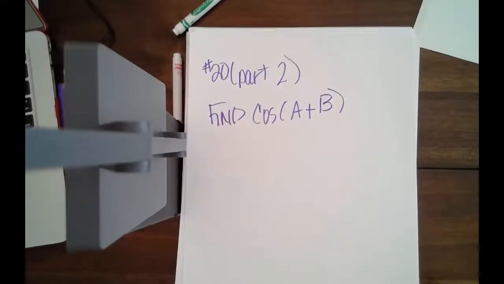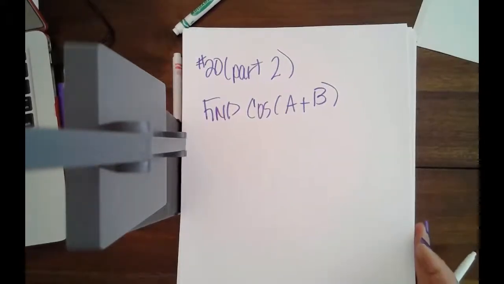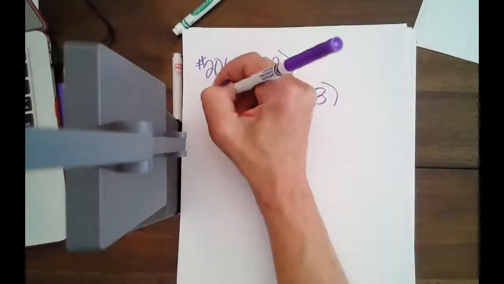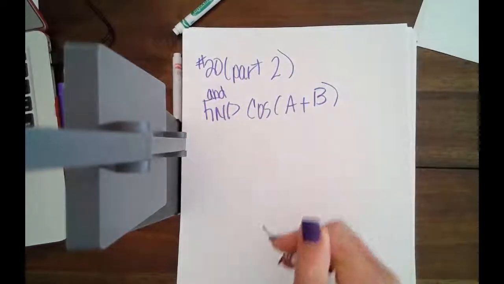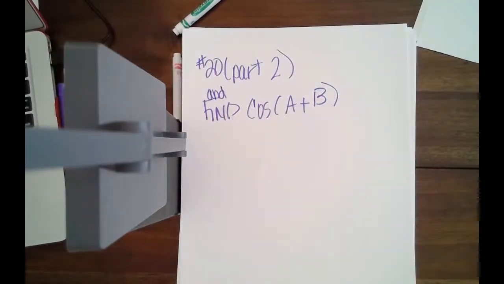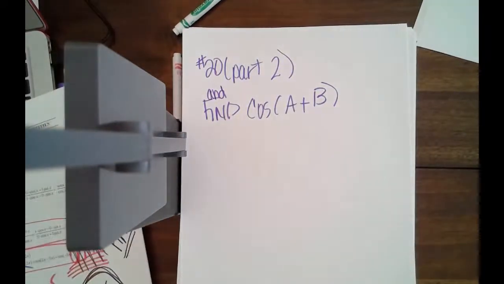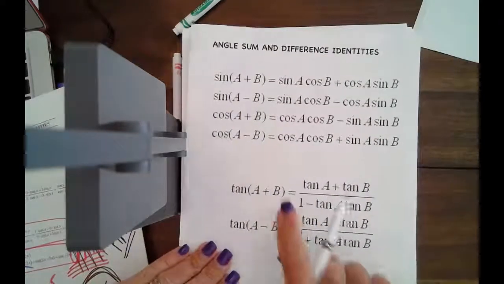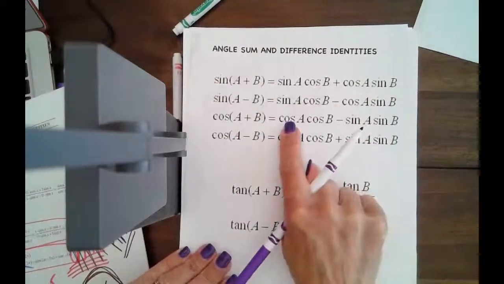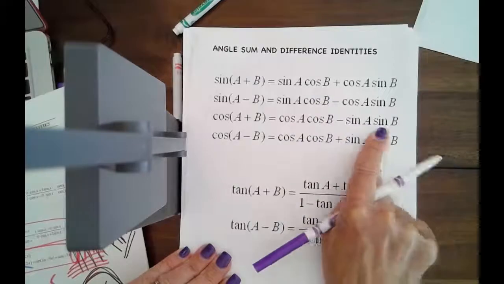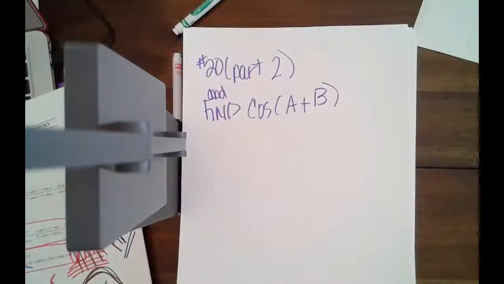Okay, there's a second part to this same number 20. There was actually find this and find this. So this was the second part. This is also what they want us to find. Using the same alpha and beta though, now we're just going to use cosine of alpha plus beta. Cosine of alpha plus beta is this formula, cosine A, cosine B minus sine A, sine B. So that's what we're going to use for this second part of number 20.